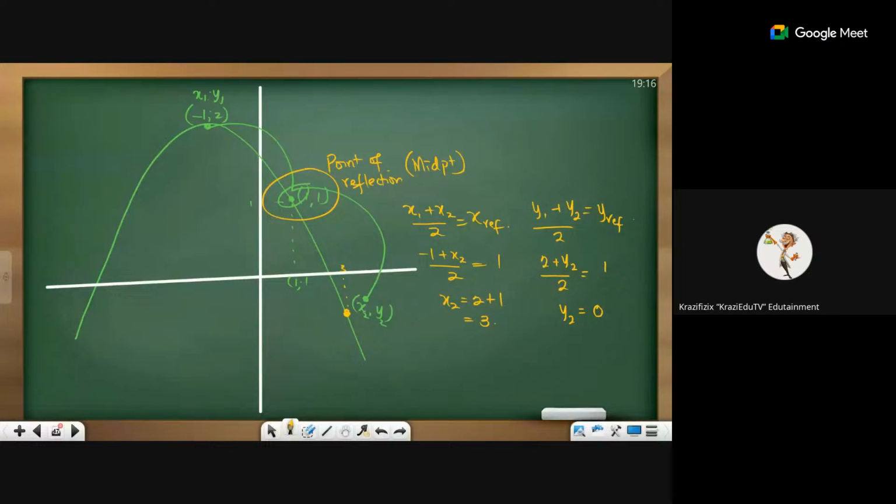Because you cross multiply. 2 plus y2. So what is y2? 0. So it falls here. You know what it means? It means the distance. I don't have time now, but you can look for it. If you calculate the distance from A to B, it will be the same distance as B to C, if you use the distance formula, because reflection is the midpoint between the original and the image.